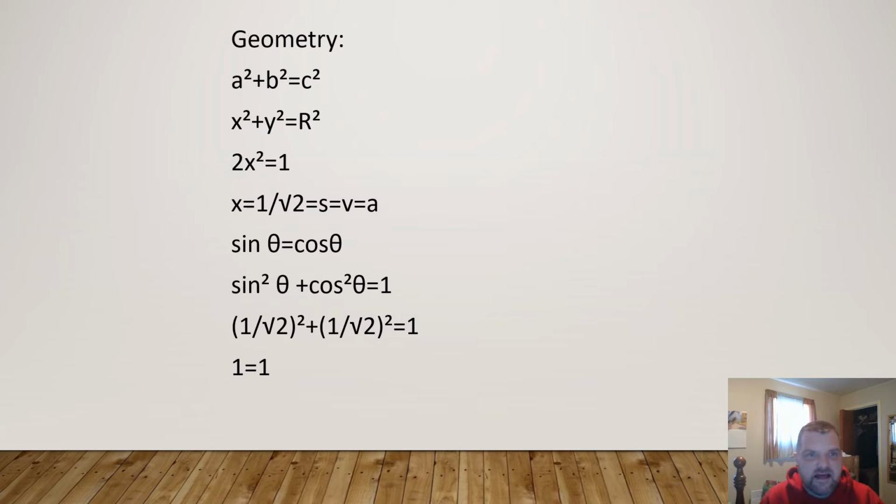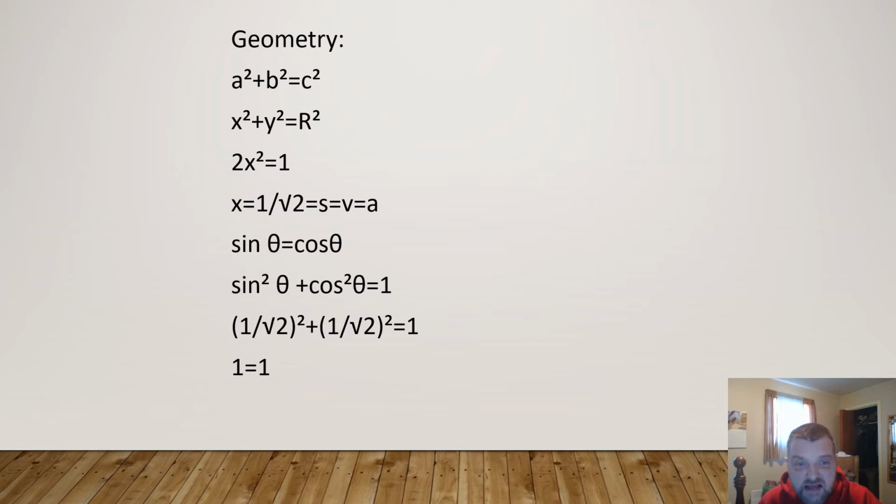So where it all began, I think, for the Greeks anyway, with geometry, is Pythagoras: a squared plus b squared equals c squared, which is the equation of a circle again, and x is equal to 1 over root 2, which is equal to the position, equal to the velocity, equal to the acceleration, or the function equals the derivative, equals the negative, actually, of the second derivative. So velocity and acceleration give you momentum and force.